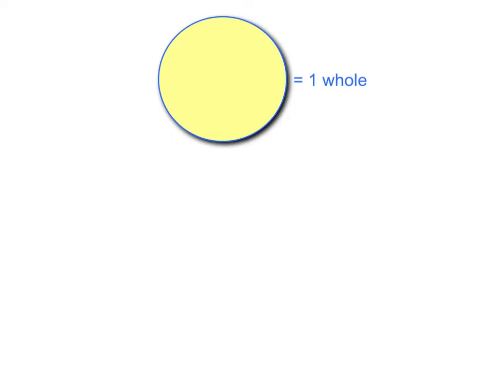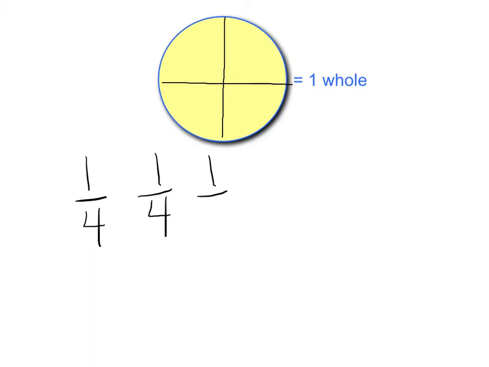If I take the same circle and cut it into fourths, I can write my fractions as 1/4 and 1/4 and 1/4 and 1/4. I can put a plus sign in between each one of these. 1/4 plus 1/4 plus 1/4 plus 1/4 equals 1 whole.